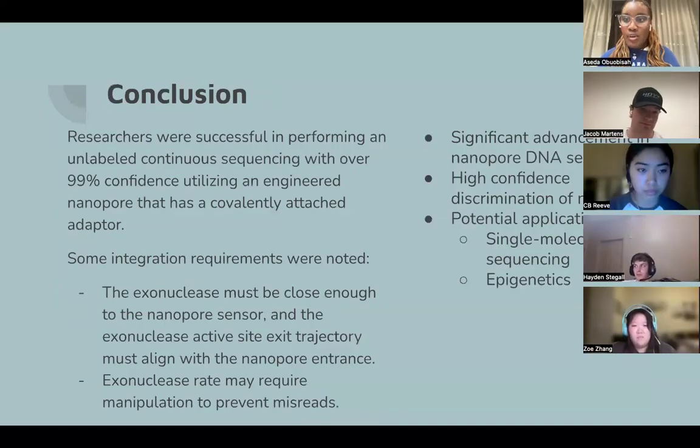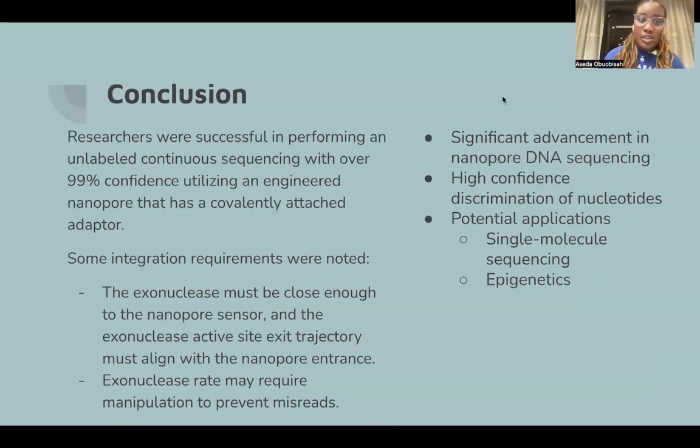Okay, so now we're going to go over the conclusion. So here we see that researchers were successful in performing unlabeled continuous sequencing with over 99% confidence, utilizing an engineered nanopore that has a covalently attached adapter.